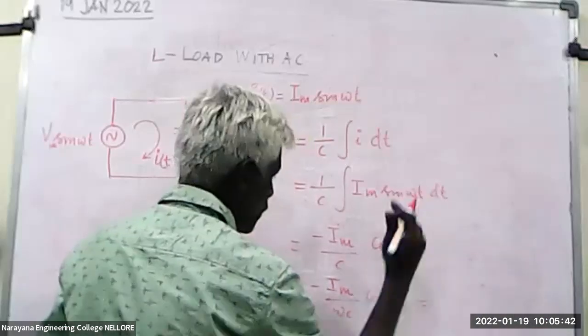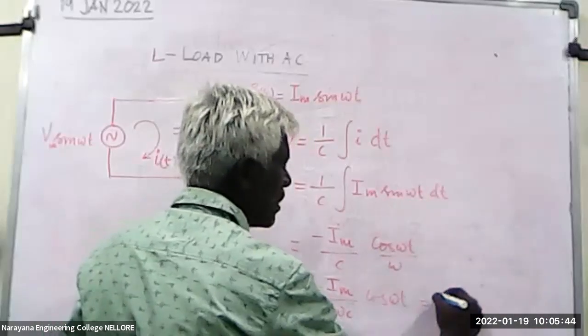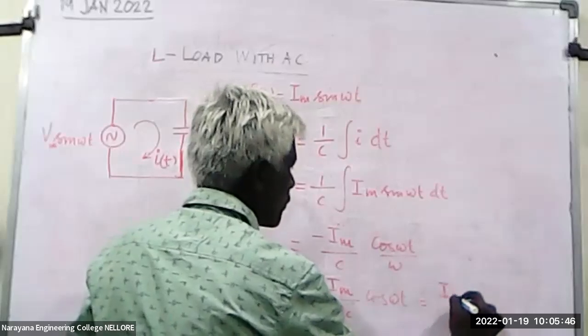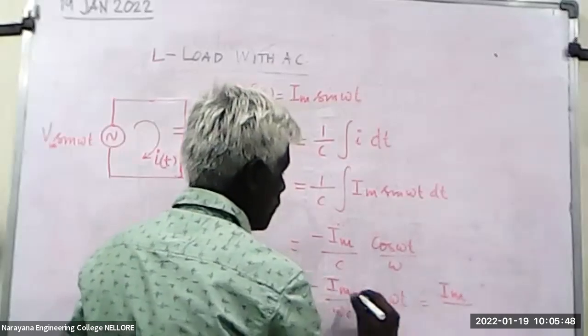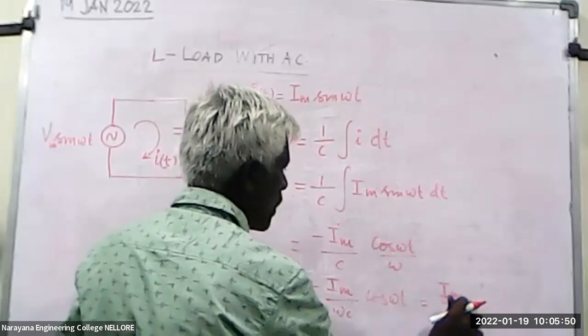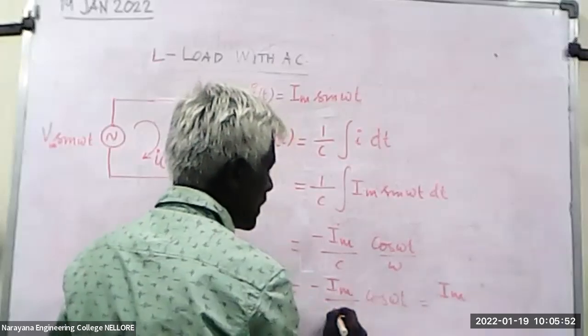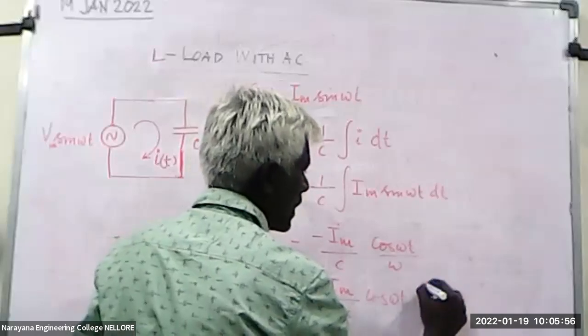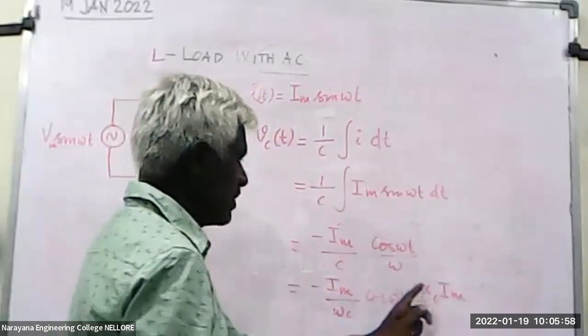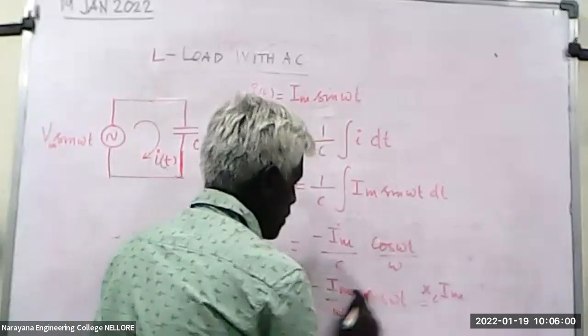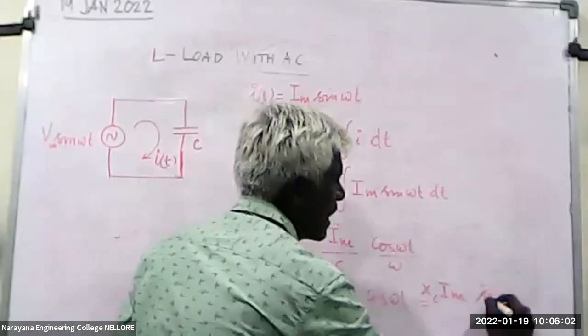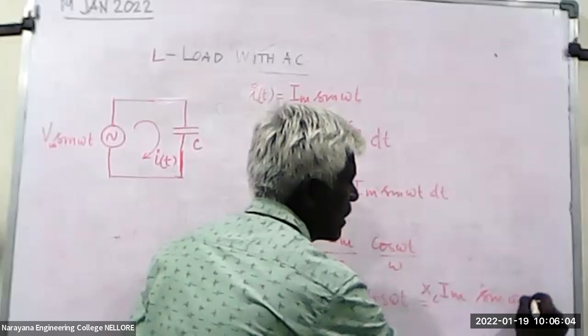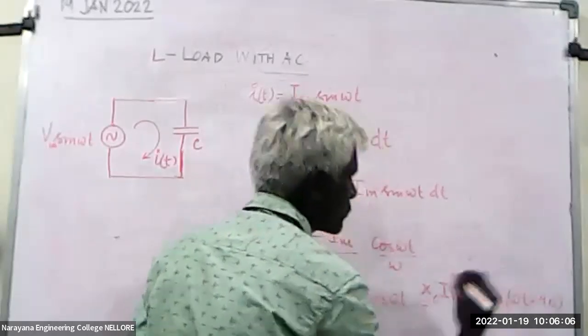Yes, sir. Okay. So I write Im by 1 by omega c, which can be written as what? What is 1 by omega c? Xc, yes. So Xc, that is the capacitive reactance, and then minus cos omega t, I can write like sin omega t minus 90.